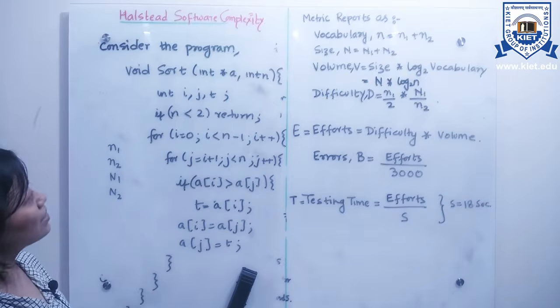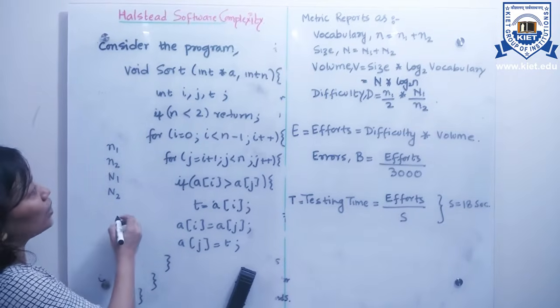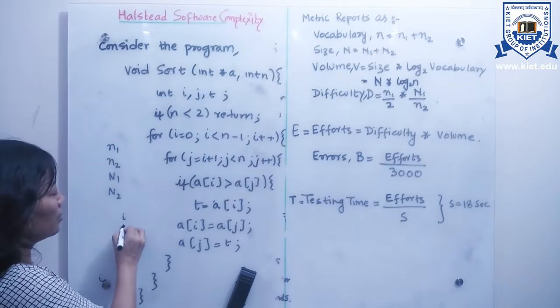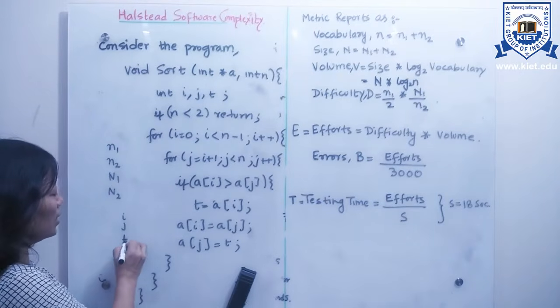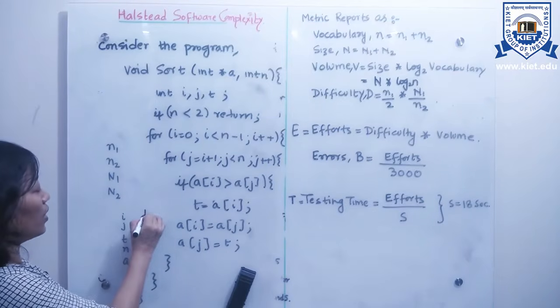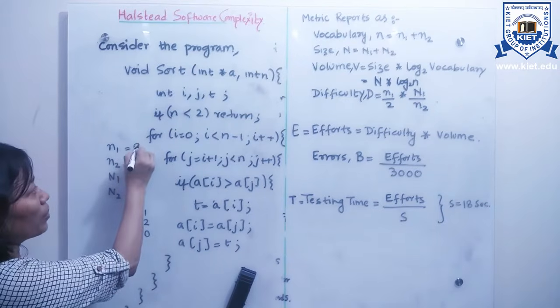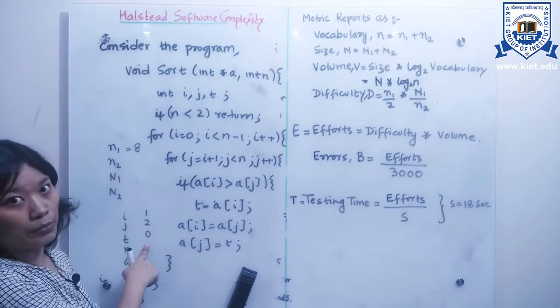So firstly, I will calculate the number of operators. As you can see, the operators we could have are: first one is I, J, P, N, A, 1, 2, 0. So as you can see, the number of operators we could have is 8, right?